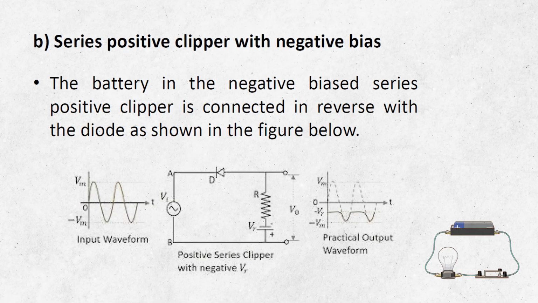Now, let us see the series positive clipper with negative bias. The battery in the negative bias series positive clipper is connected in reverse with the diode, as shown in the figure below. That means the negative side of the battery is connected to the P side of the diode, which forms the negative biasing for the series positive clipper.